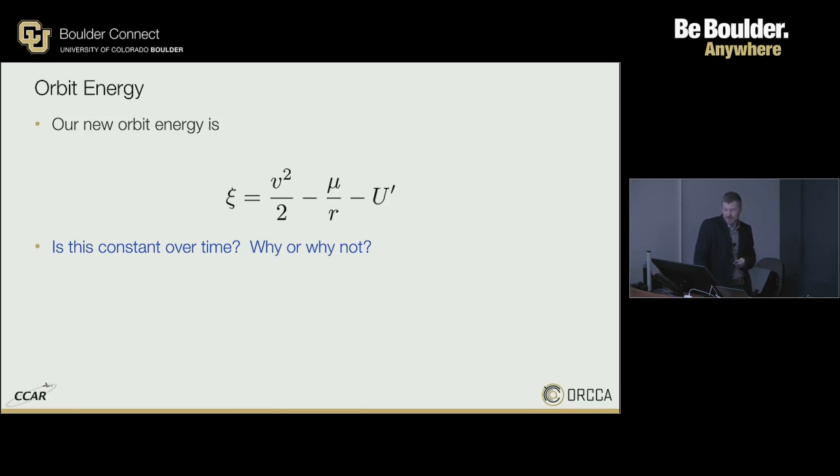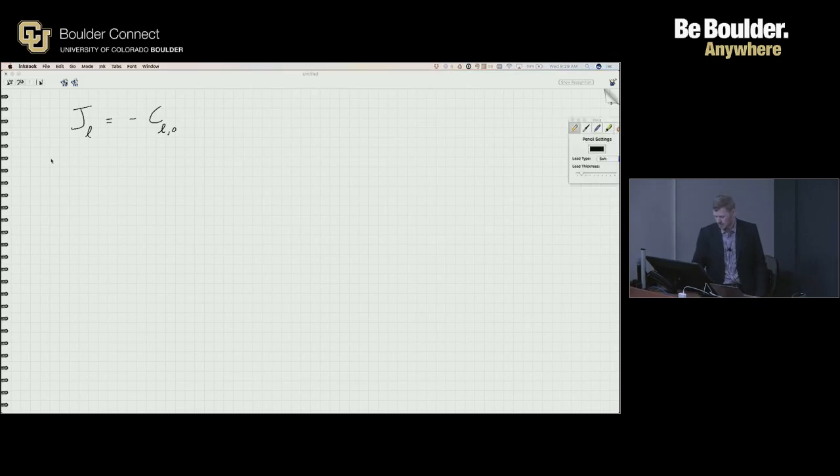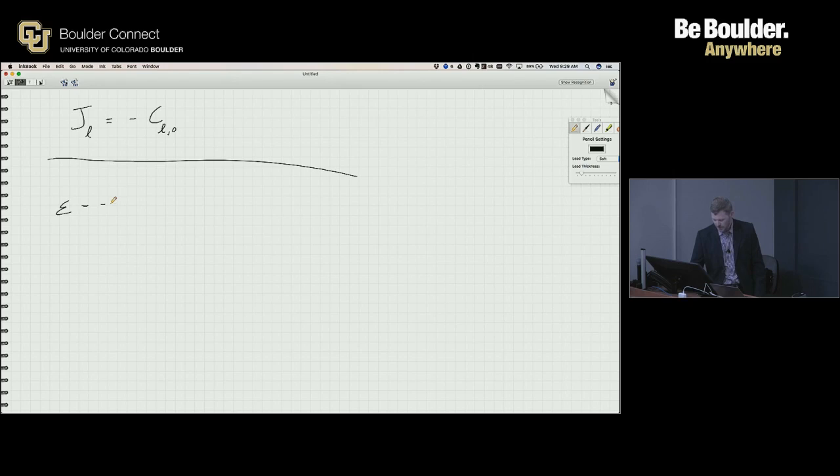Right? So another way of saying this is your semi-major axis constant? No, it won't. Okay. So let's do this. Your normal orbit energy equals V squared over 2 minus mu over R. That equals minus mu over 2a, right? That's your semi-major axis, a.